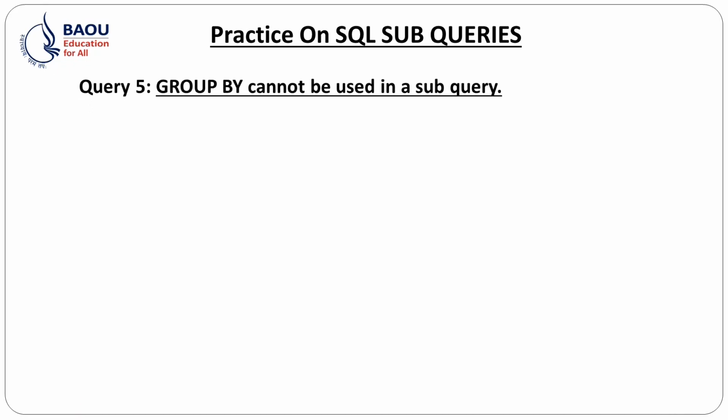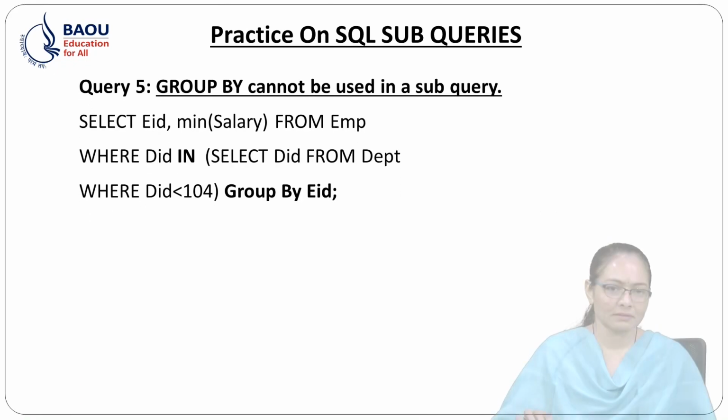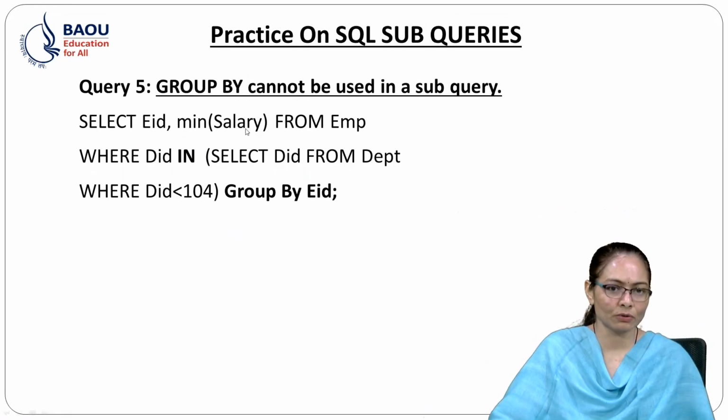Now, group by cannot be used in a subquery. So same as order by, group by is also not used in a subquery. So the subquery, the inner query, is this. Same as order by, group by is used in the outer query, not included in the inner query. So the inner query is this and the outer query is this.